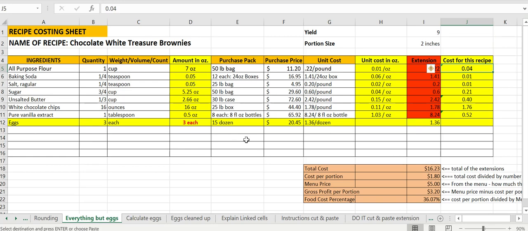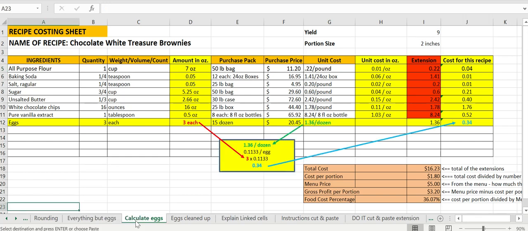Now, our eggs, we could either convert that into ounces and then get the price per ounce for the eggs, or we can keep it simple and do it by the each. To do that, 3 eggs. How much are eggs? 1 dozen eggs, 12 eggs, cost $1.36. So $1.36 by the dozen. When we divide $1.36 by 12, we get 11 cents plus a little bit more per egg.